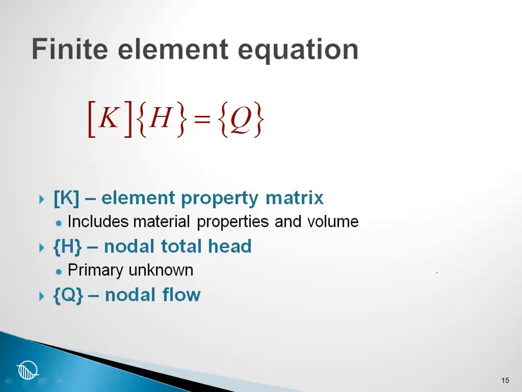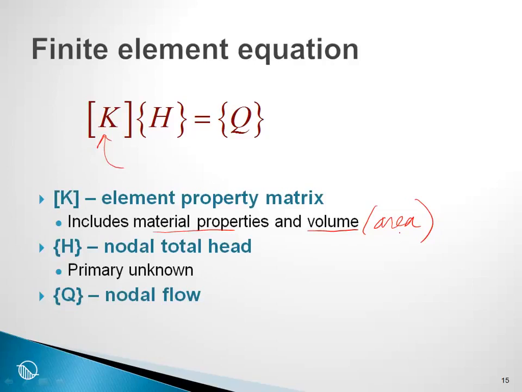Moving on to the basic finite element equation then, it is very, very simple, and the equation looks the same for SEEP as it does for SIGMA, as it does for CTRAN, TEMP/W, VADOSE/W. That's always the same. We have a matrix of element properties here. This matrix includes material properties and volume or area, in other words, the size of the element.